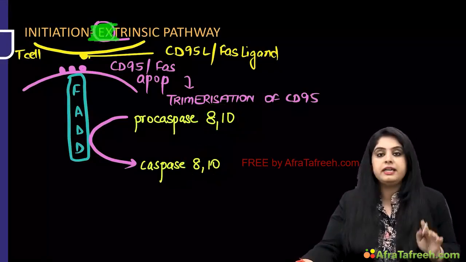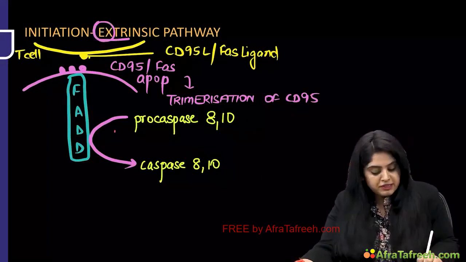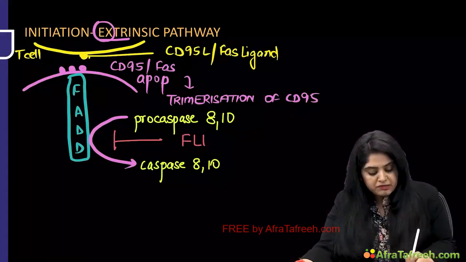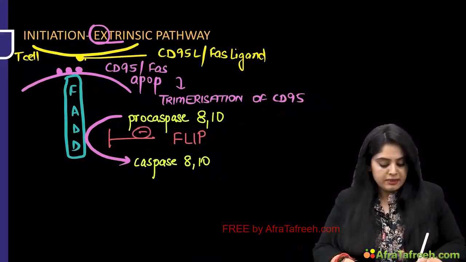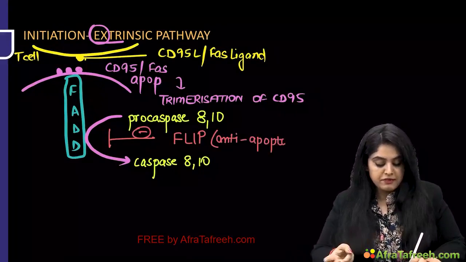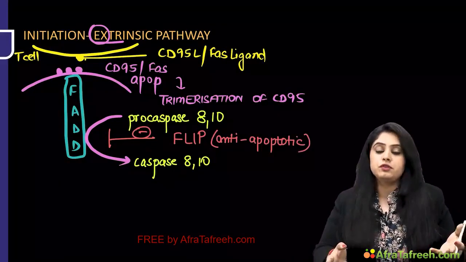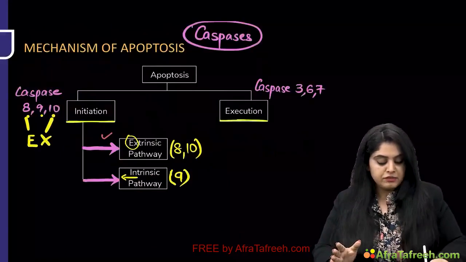So in extrinsic, 8 and 10 have been activated, but is there any molecule which can stop this process? This process can be stopped by something called FLIP. So when we are asked what is FLIP, definitely you're going to tell me that FLIP is an anti-apoptotic molecule, because as I said, it can flip the story. It can stop all of this from happening. Which pathway was this? This was, guys, the very famous extrinsic pathway.